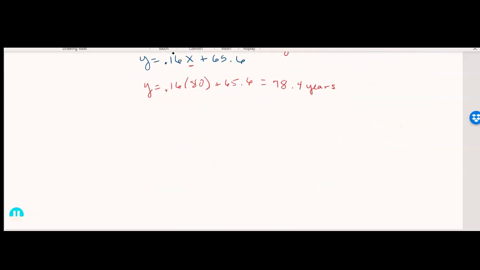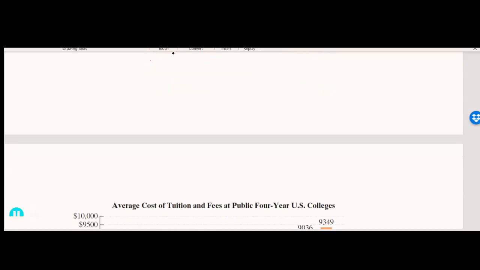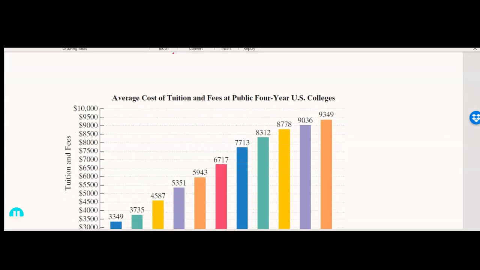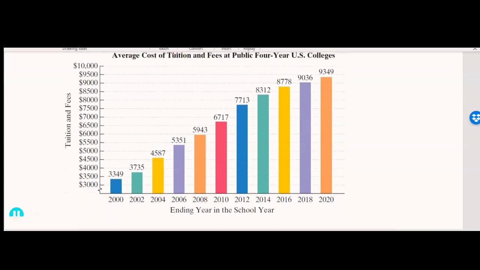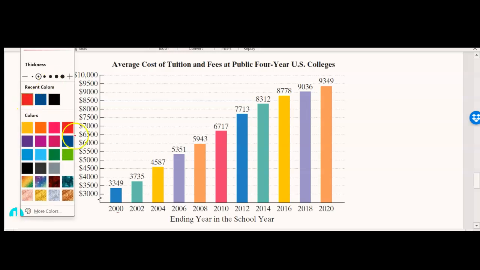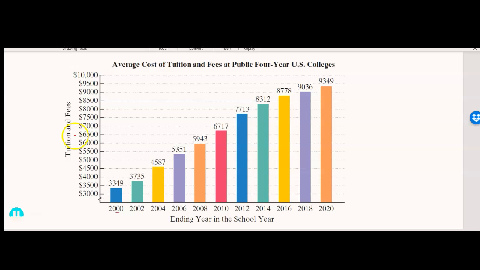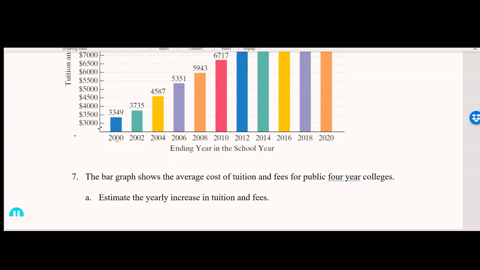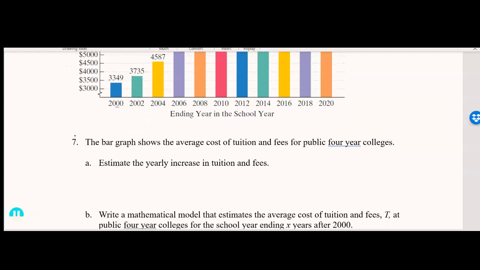All right, let's try one more example. We're going to go to a different chart. This one is the average cost of tuition and fees at public four-year colleges. Now, in this particular problem, we are looking at starting at the year 2000 and ending at the year 2020 with the average cost listed. So let's go down, and it says we want to estimate the yearly increase in tuition and fees.